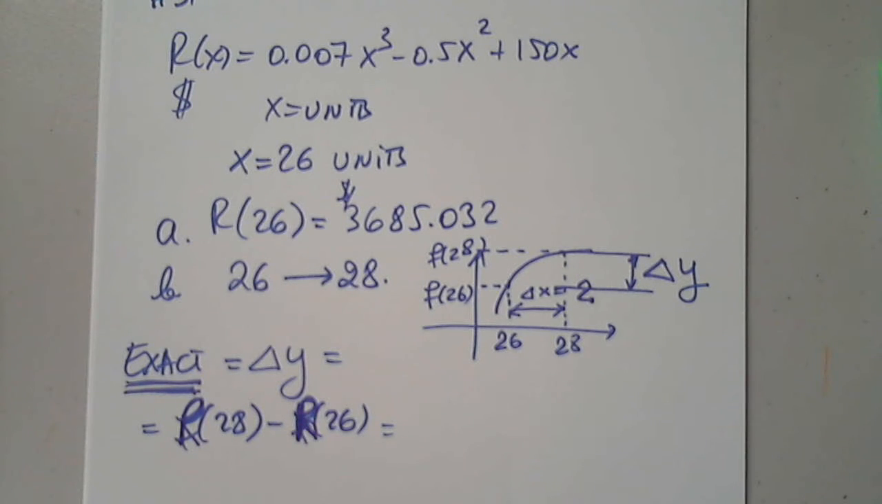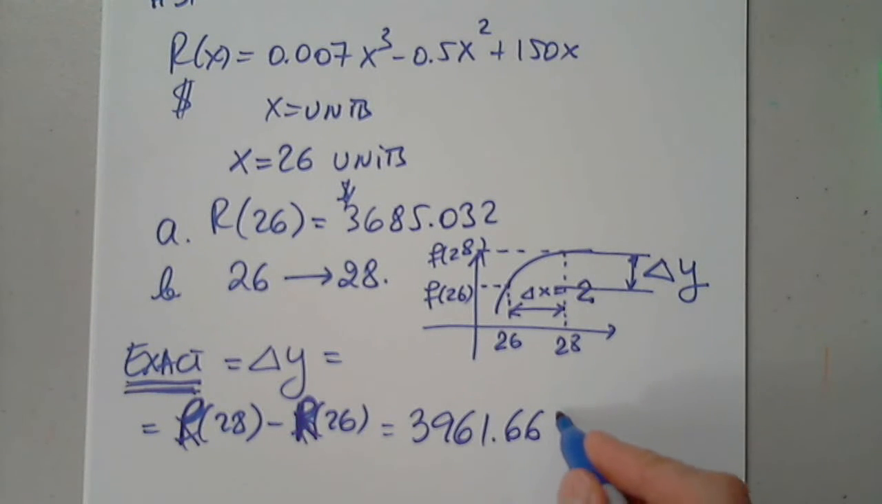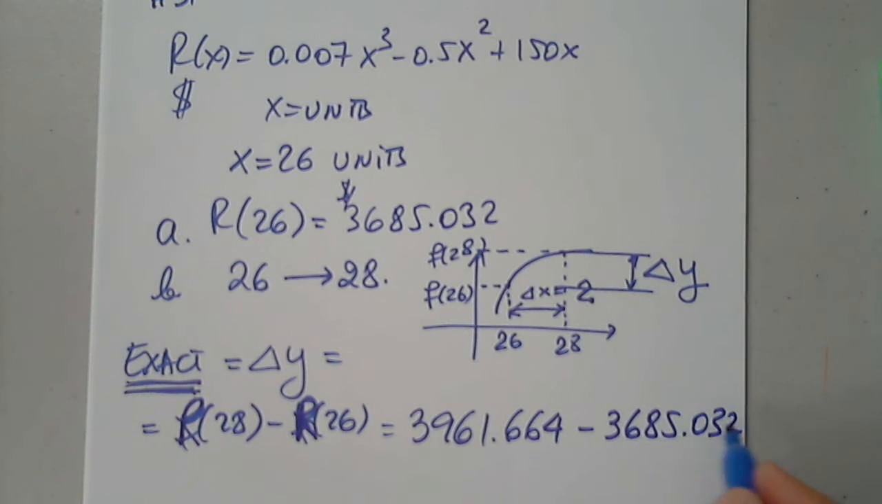Back to the graph, to the table. So now I want 28. Okay, let's see how much is 28. So 28 is 3961.664 minus 3685.032. Good, awesome. Not a big deal.